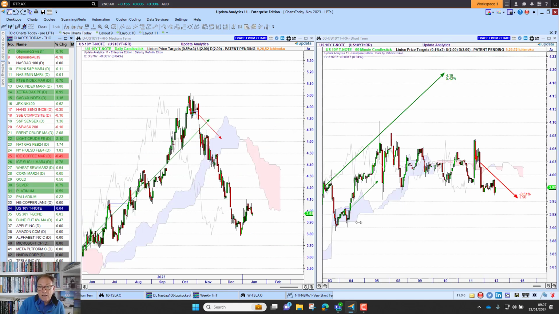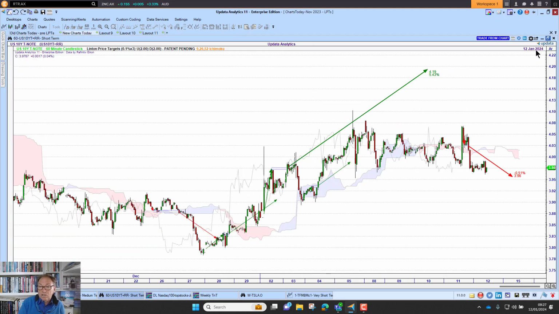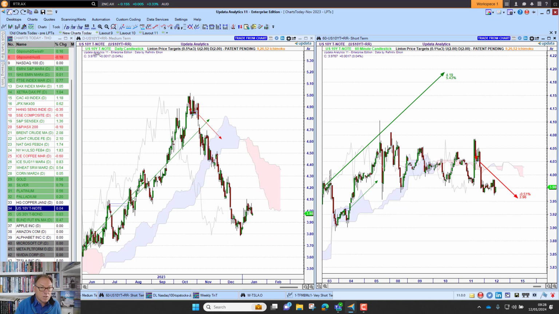Really quite interesting here that we have these targets. If we look at the 60-minute chart, we had targets really to 4.19%. We didn't quite get there. We did get above 4%, and we're now back below 4%. So quite interesting that we're seeing that US inflation number was slightly higher than expected yesterday, but that hasn't really affected the bond market that much.